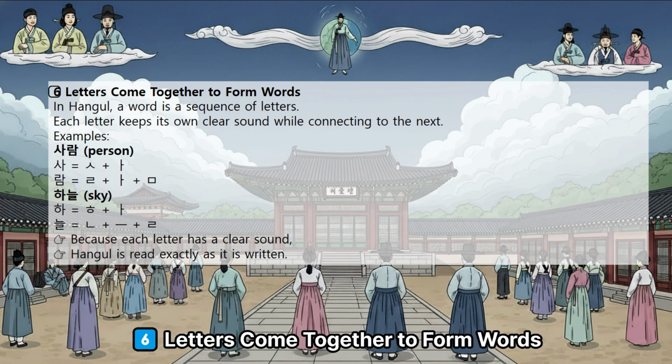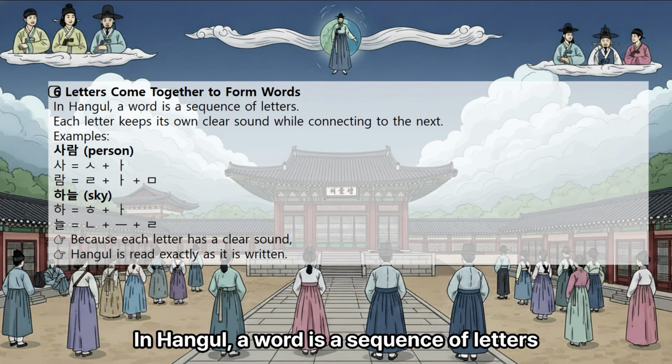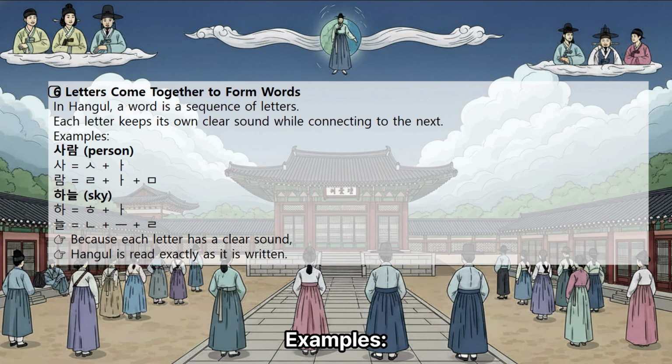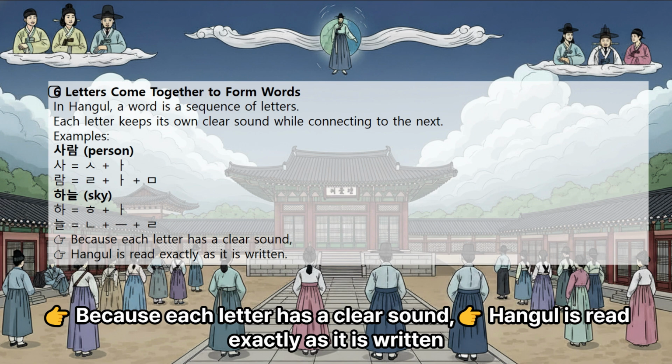Letters come together to form words. In Hangul, a word is a sequence of letters. Each letter keeps its own clear sound while connecting to the next. Examples: 사람, person. 하늘, sky. Because each letter has a clear sound, Hangul is read exactly as it is written.